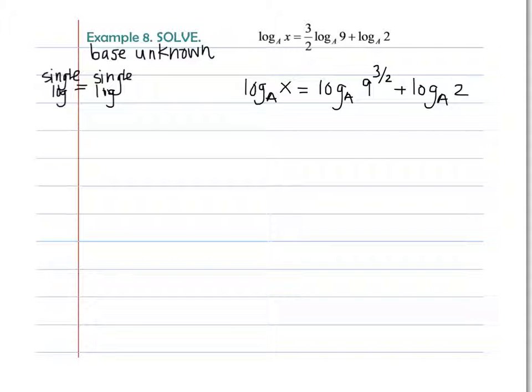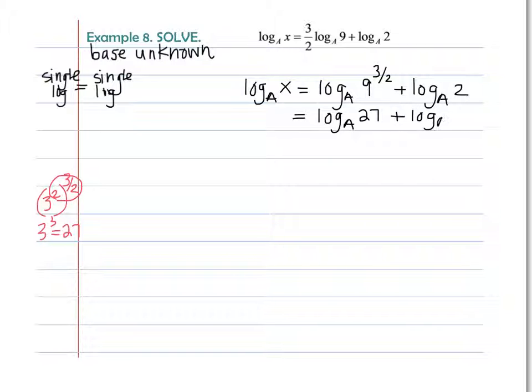And before we go further here, let's go ahead and simplify 9 to the 3/2. I can do some scratch work over here. Remember, 9 is 3 squared, and then if that's raised to the 3/2, those 2's are going to get canceled, because we multiply these together. So that's 3 cubed, which is the same as 27. So let me just write that there. It'll look a little bit easier to work with. So what we're trying to condense is log base a of 27 plus log base a of 2.